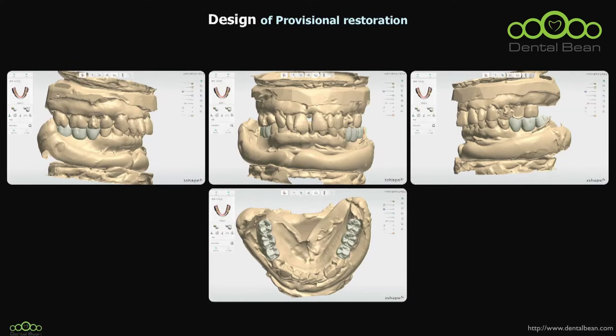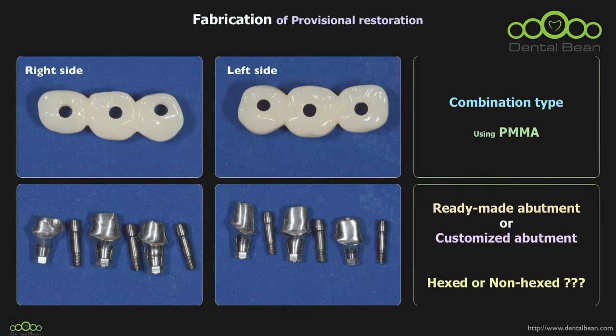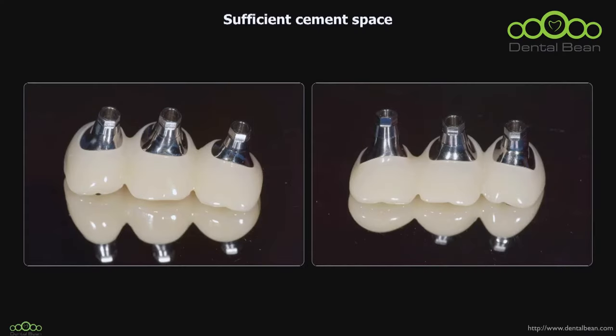And then the temporary restoration is designed and also fabricated using PMMA resin. You can select the ready-made or customized element. Generally, in most cases, the provisional restoration, temporary restoration, is the conversion type, as you can see in this slide. And it is recommended to give sufficient cement space for adjusting it easily on the clinical side.